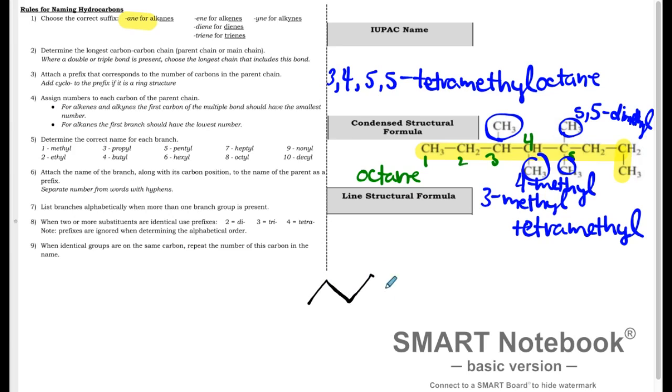1, 2, 3, 4, 5, 6, 7, 8. First, second, third. Our third carbon, we have a methyl. Same with the fourth. And then at the fifth, we have two methyls coming out of it. So 1, 2, 3, 4, fifth. We have one methyl here and one methyl here, all trying to avoid each other.